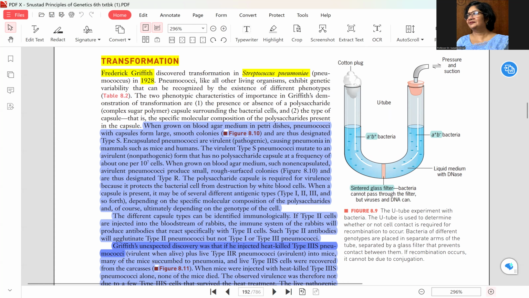Because capsular polysaccharides carry different combinations of sugar molecules, capsules can be of different types in Streptococcus pneumoniae, and as a result, they can be assigned different types, types 1, 2, 3, 4, and so on. These types differ in the composition of the sugar molecules which are present in the capsule. Now, there can be two forms of each type, a smooth form and a rough form.